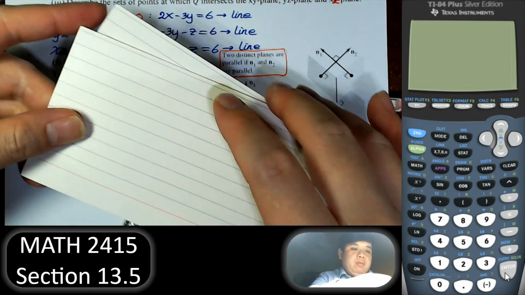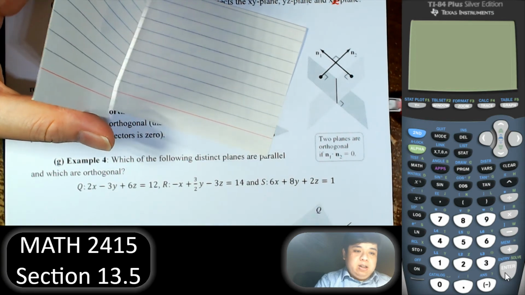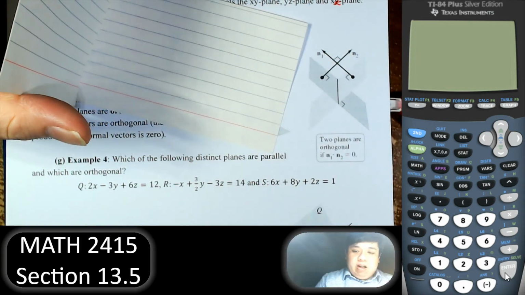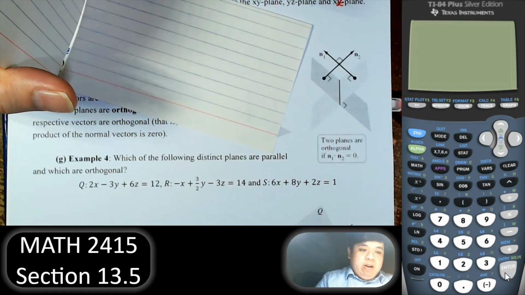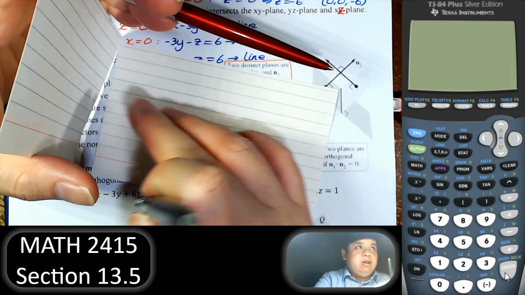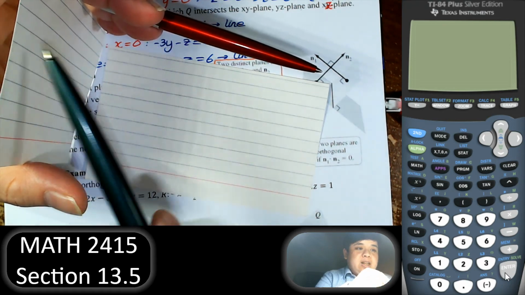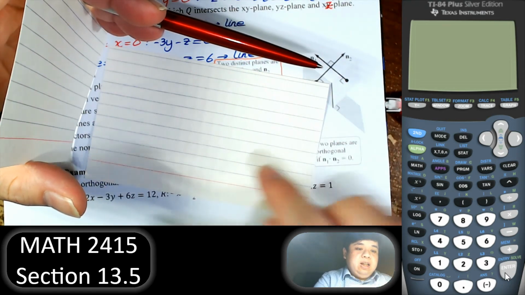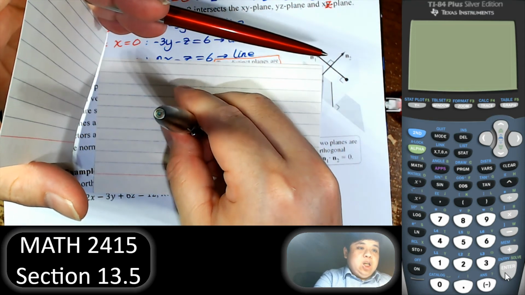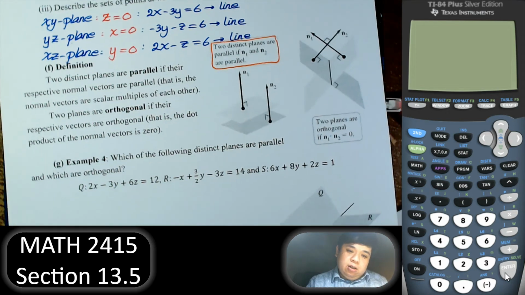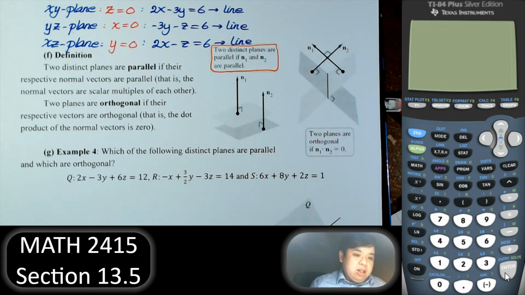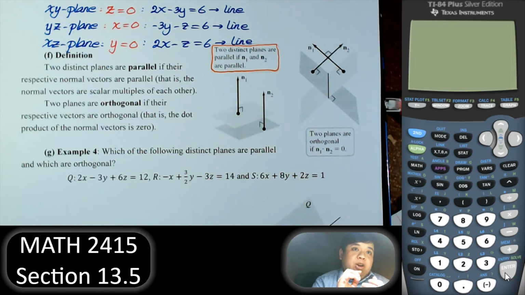Now, two perpendicular planes. This is perpendicular. Each one of them has a normal vector, right? So this plane has a normal vector in this direction. And this plane has a normal vector in this direction. Think about the two planes. This plane here has a normal vector. This plane down here has a normal vector. So the normal vectors will be orthogonal as well. So what we mean is two distinct planes are parallel if the normal vectors are parallel. Two planes are orthogonal if the normal vectors are orthogonal.